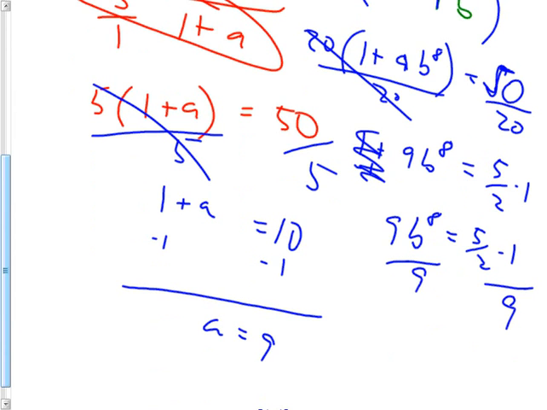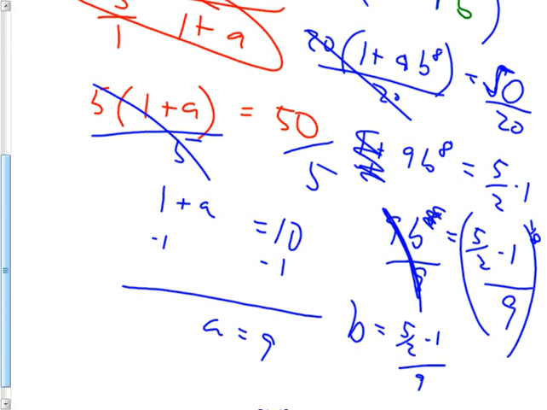Divide by 9, divide by 9. Where it starts to get really complicated looking. And then I'm going to put it all to the power of 1/8. Like that. So I just figured out that B is 5 over 2 minus 1 all over 9 to the 1/8.